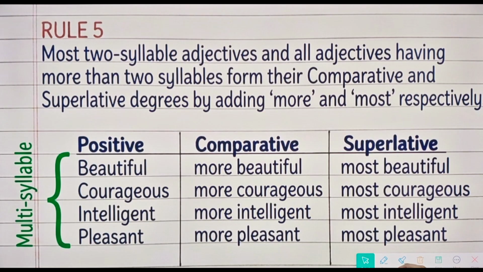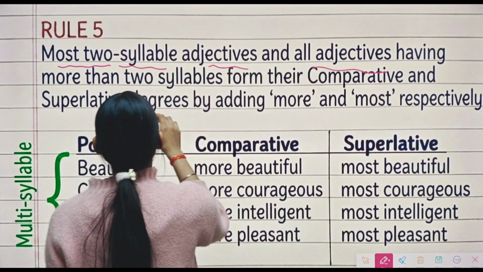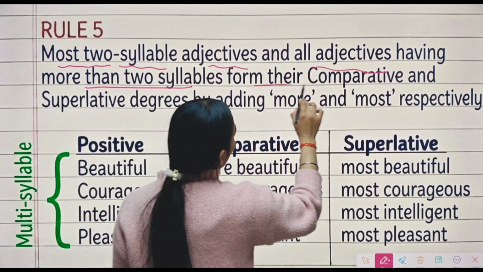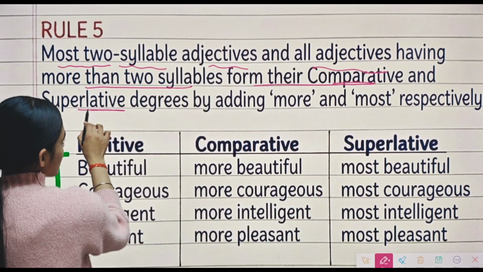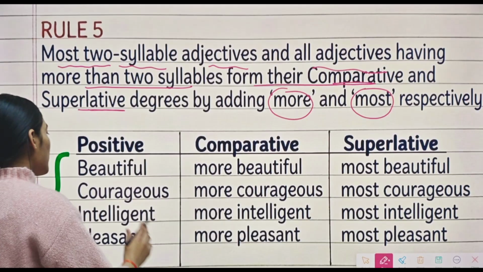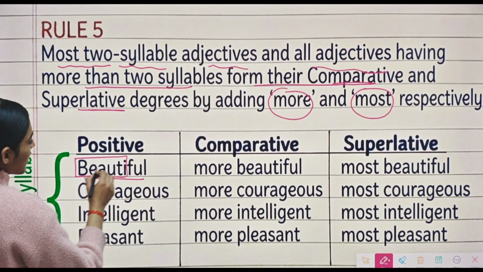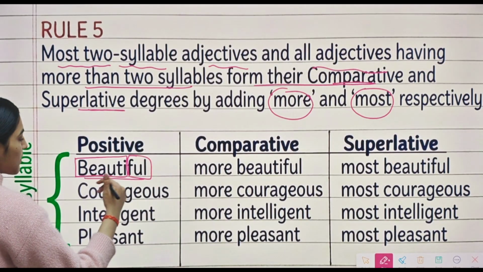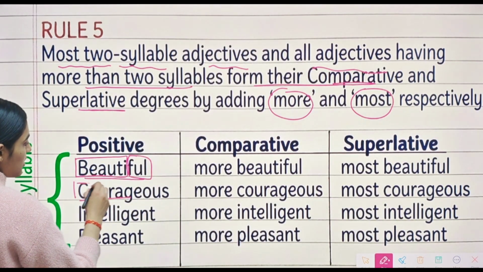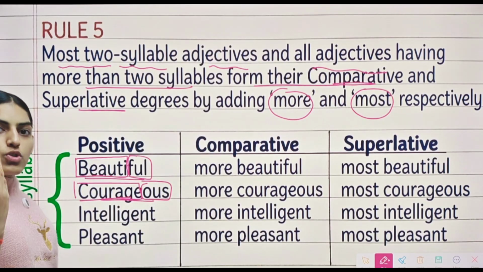Now moving on, rule number 5 says that most 2 syllable adjectives and all adjectives having more than 2 syllables form their comparative and superlative degree by adding more or most to them. So let's see. Here we have the word beautiful. Here beauty plus full, we have 2 syllables. Similarly, we have courage plus OUS, courageous. So we have 2 syllables.